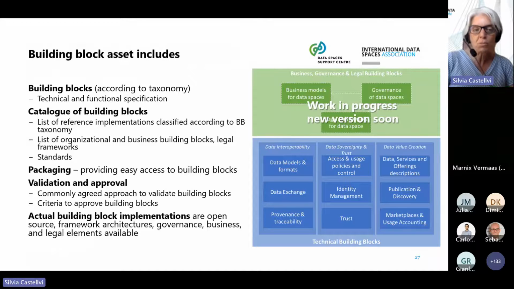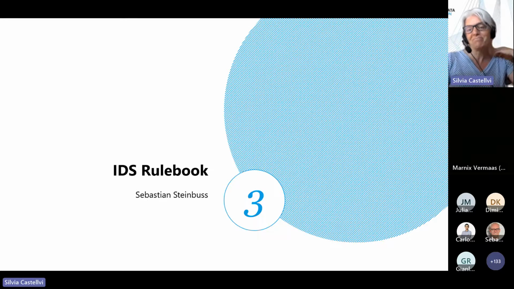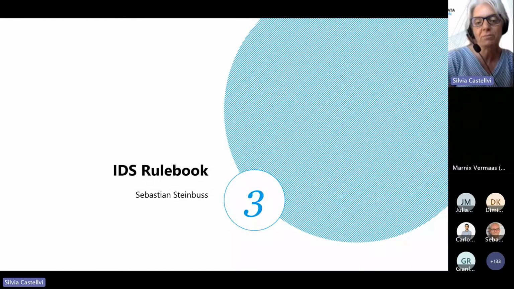And the Data Space Support Center is working on these building blocks and assets, and will publish in the short term, in September, a first list of these building blocks consisting of technical and functional specifications, but also a catalog and a package of validated building blocks that facilitate the implementation. So keep in touch and keep your attention on the Data Spaces Support Center to learn more about these building blocks.